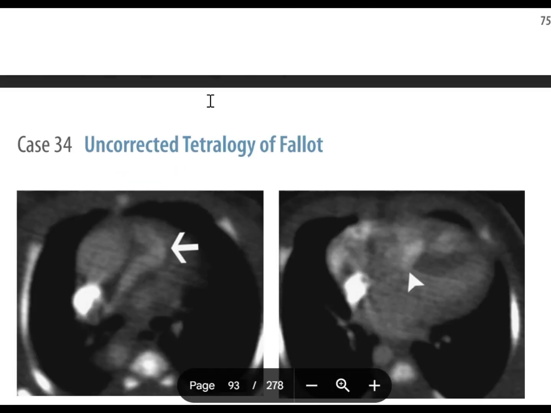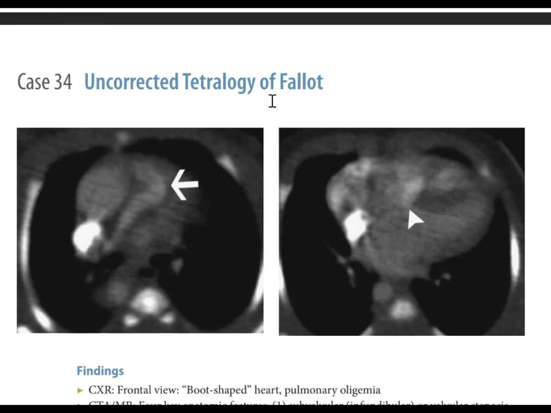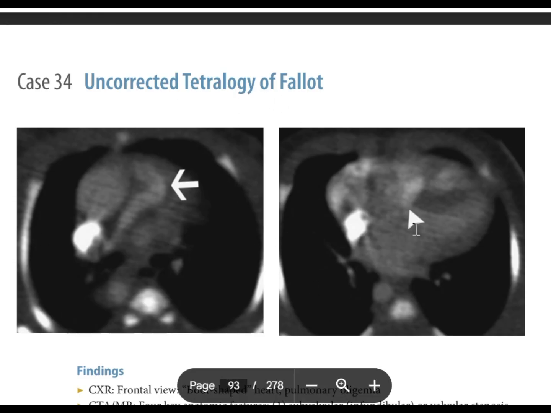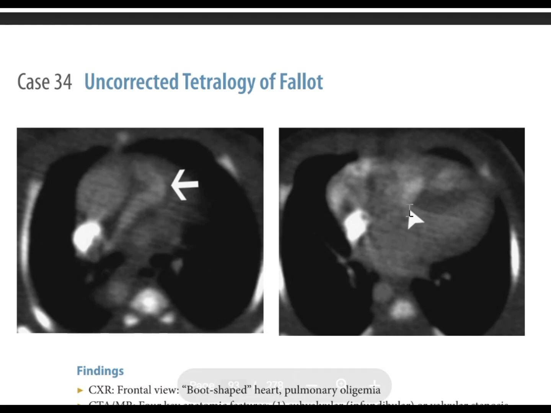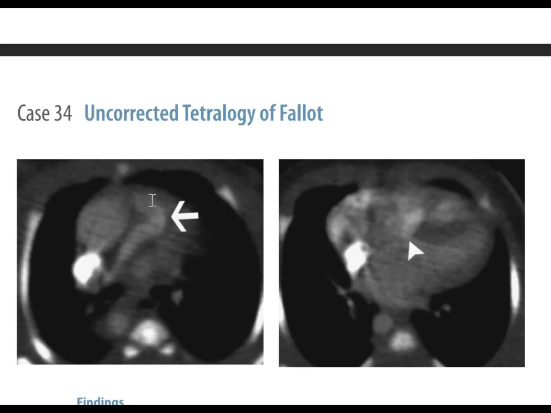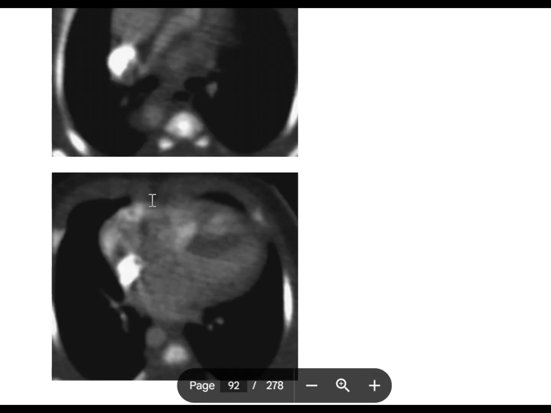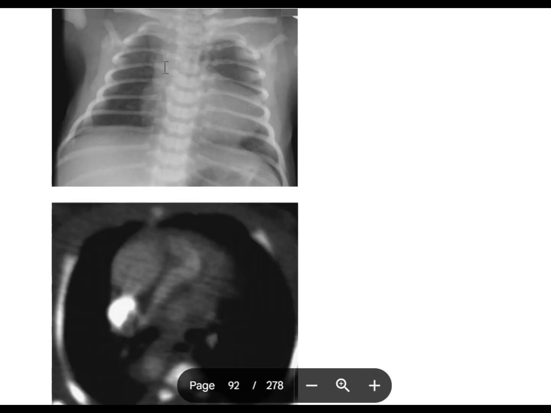So the most common features for tetralogy of Fallot on cross-sectional images. The first one is the VSD, ventricular septal defect, and the second one is right ventricular outflow tract stenosis or infundibular stenosis. Then the overriding aorta, and the boot-shaped heart.